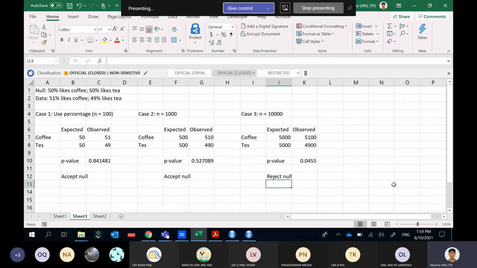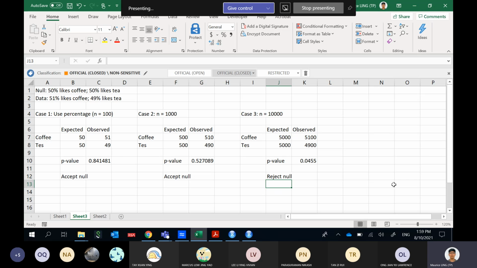So if anybody tells you that you can use percentage, which can happen, the last person who told me that you can use a percentage was actually a professor teaching stats. Show this example.